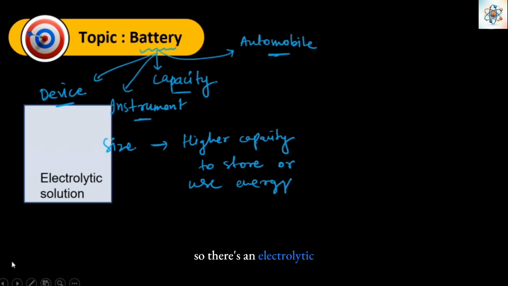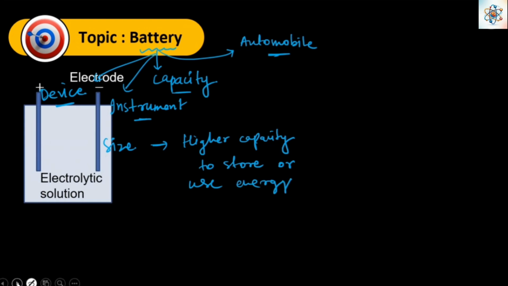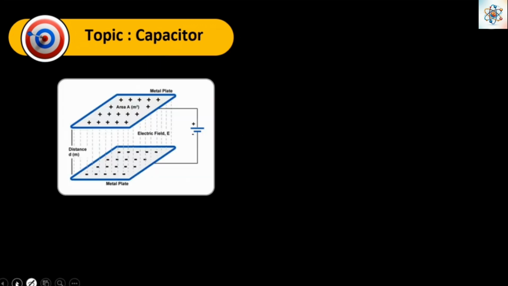So there's an electrolytic solution, and it has two electrodes, called the cathode and the anode. For the positive electrode, the word used is cathode. Cathode is something which loses charge. Remember it, it can lose charge to the solution.